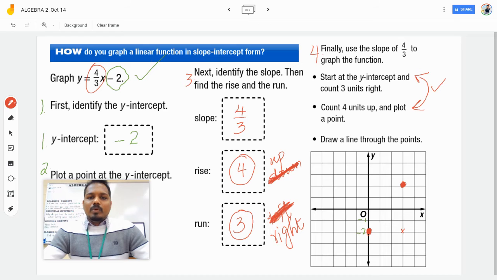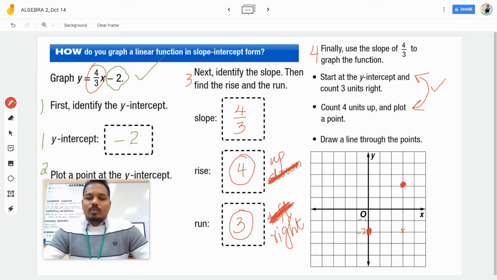But if you want more points, you can use the same pattern, that is 3 units to the right and 4 units up for this function. If you try to build the next point using the pattern 3 units right and 4 units up, the point is going beyond this graph. Okay, so if you got a big grid paper, you can plot more points and then draw the lines.